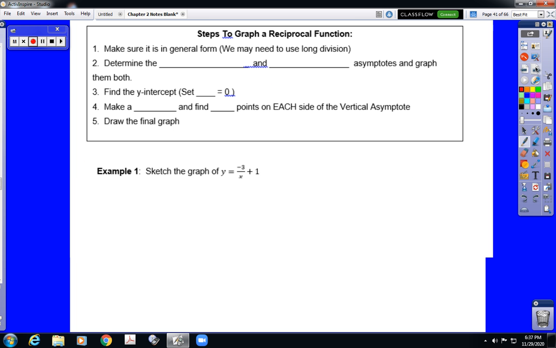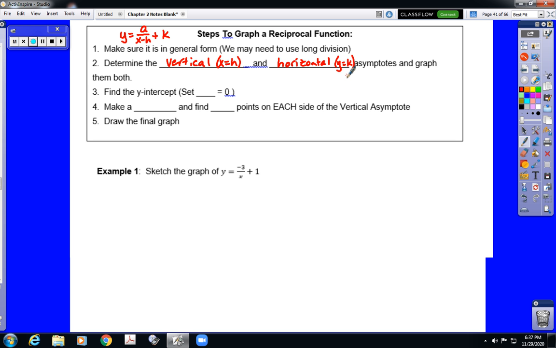Okay, that should all be information that is already in our toolbox, as it were, that we already know how to do. So, when we graph a reciprocal function, we need to make sure that it is in general form. When I say general form, I'm referring to y equals a over x minus h plus k. If it is not in that format, we may need to use long division to put it into that format. Then we are going to determine the vertical and horizontal asymptotes, which would be the lines x equals h and y equals k, and we will graph them both.